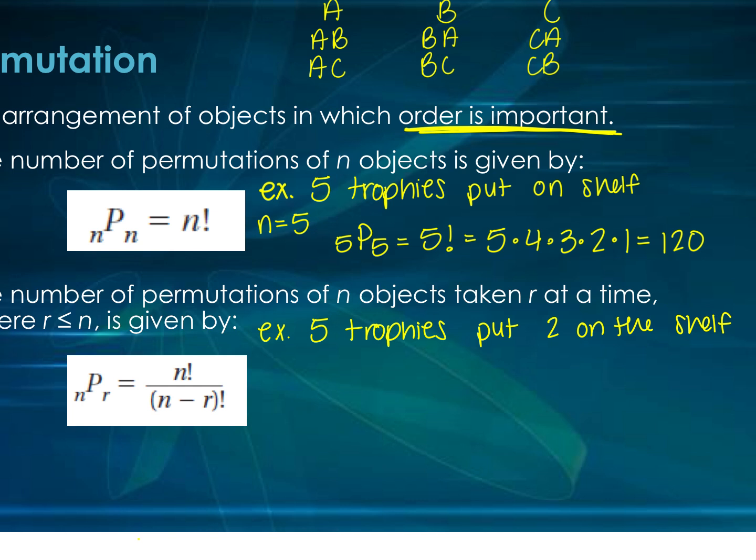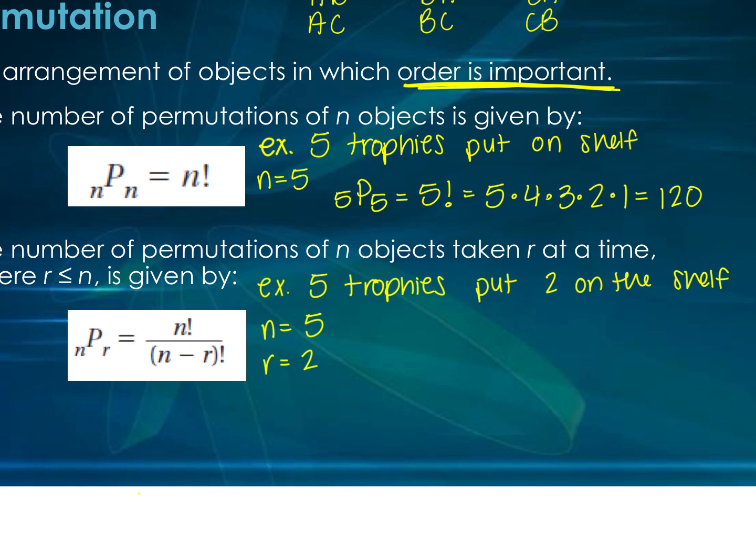So n stands again for the number of objects, which is 5. And how many of those objects are taken? R is going to be my 2. I'm only taking 2 out of my 5 to put on my shelf. So my shelf could only fit 2 trophies, but I have 5. Now I want to know, how many different orders can I make using those 2 on my shelf, given 5 trophies?